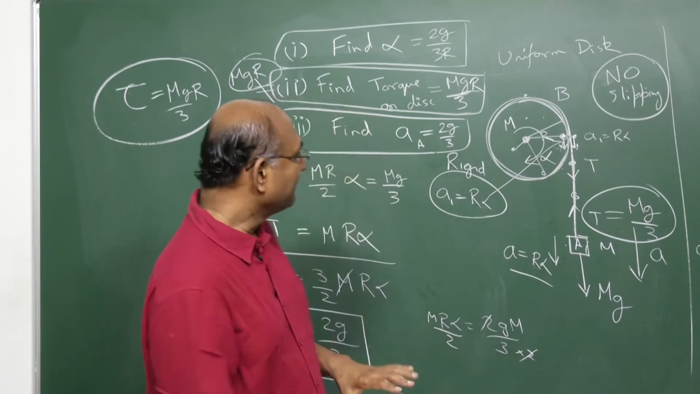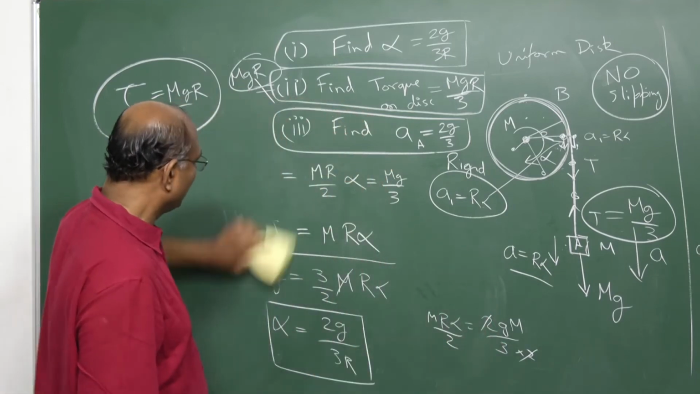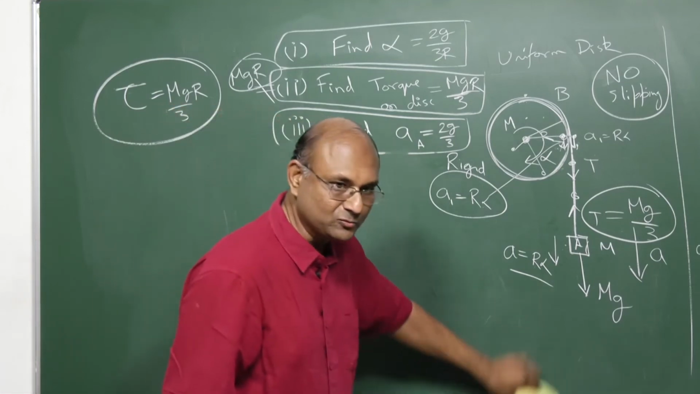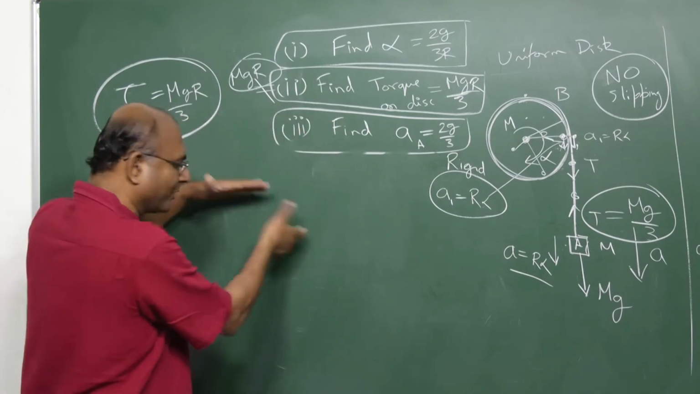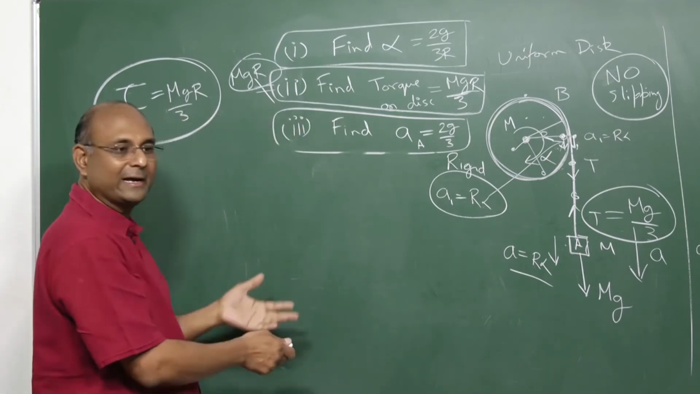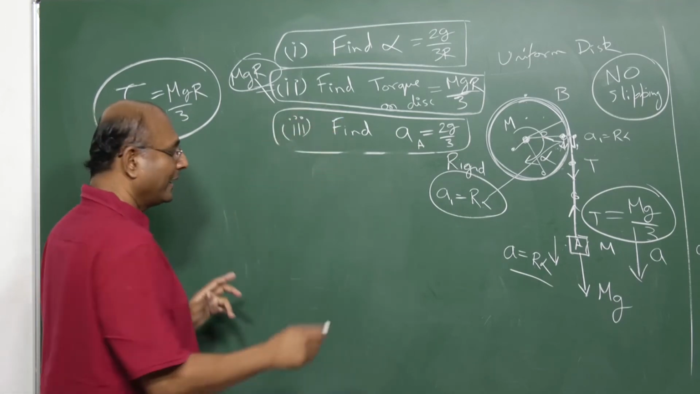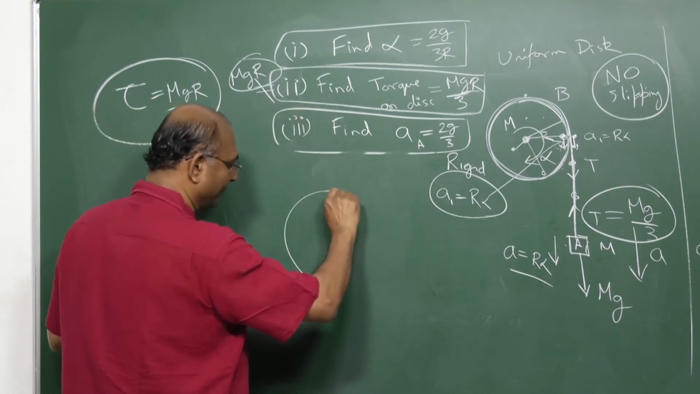Okay, so we will stop with this. I hope you have understood this. Okay, I just want to highlight one point. Basically, if you look at those equations that I just erased, it was tau equals I alpha, F equals ma. I'm just writing those two. I would like you to try this question. I'll give you the question.